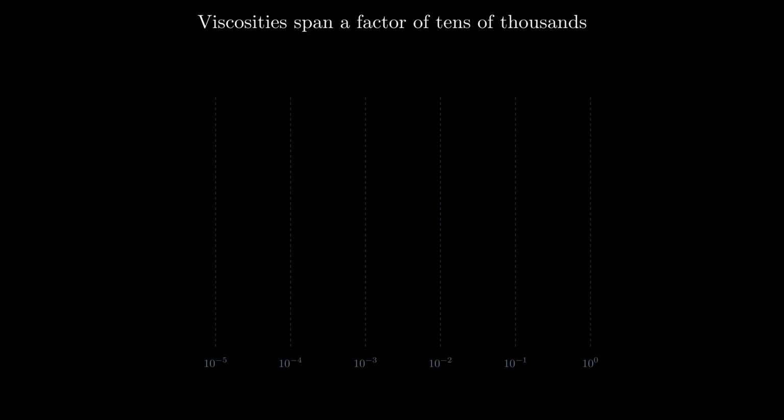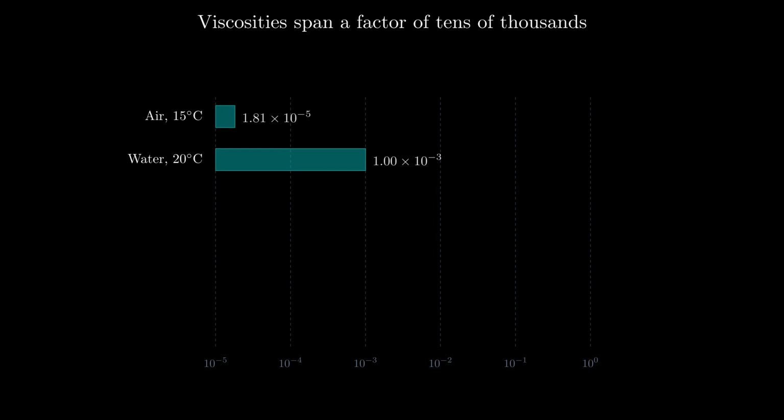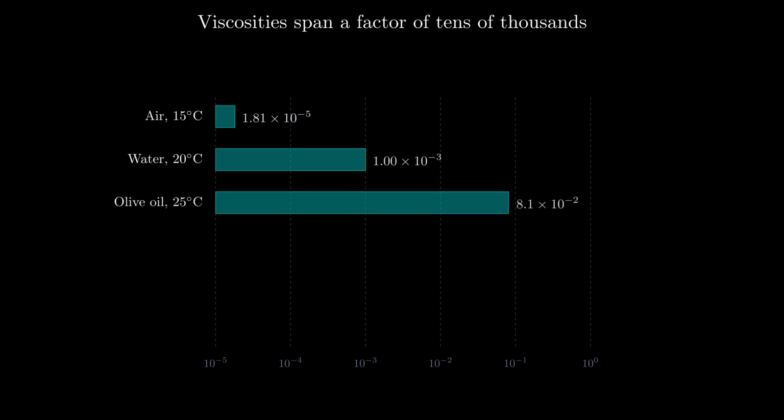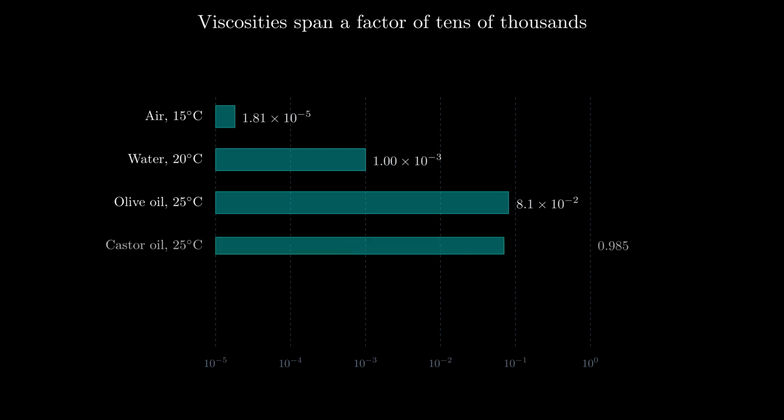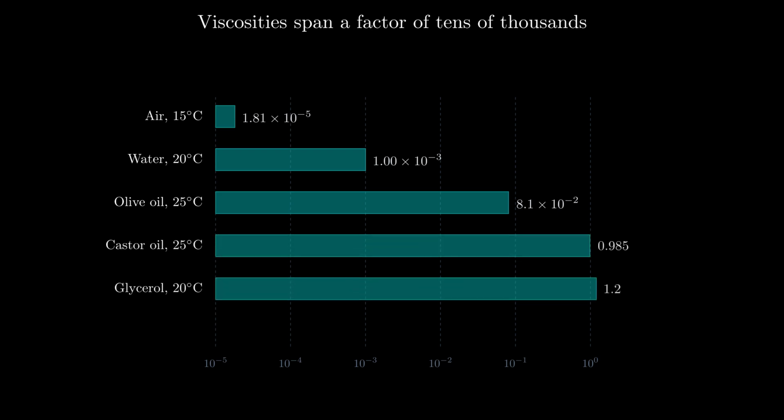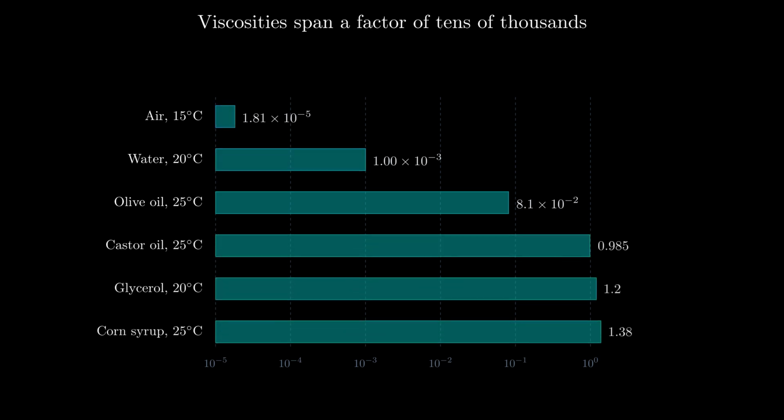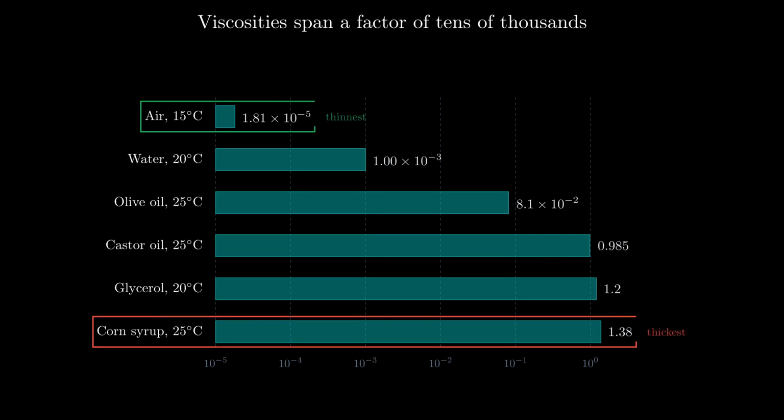These typical viscosities span an astonishing range. Air is extraordinarily thin, about 1.81 times 10 to the minus 5. Water at 20 degrees Celsius is roughly 1.002 times 10 to the minus 3, about 50 times thicker than air. Olive oil climbs to about 0.081, glycerol to 1.2, and corn syrup to about 1.4. From air to corn syrup, viscosity leaps upward by a factor of tens of thousands.